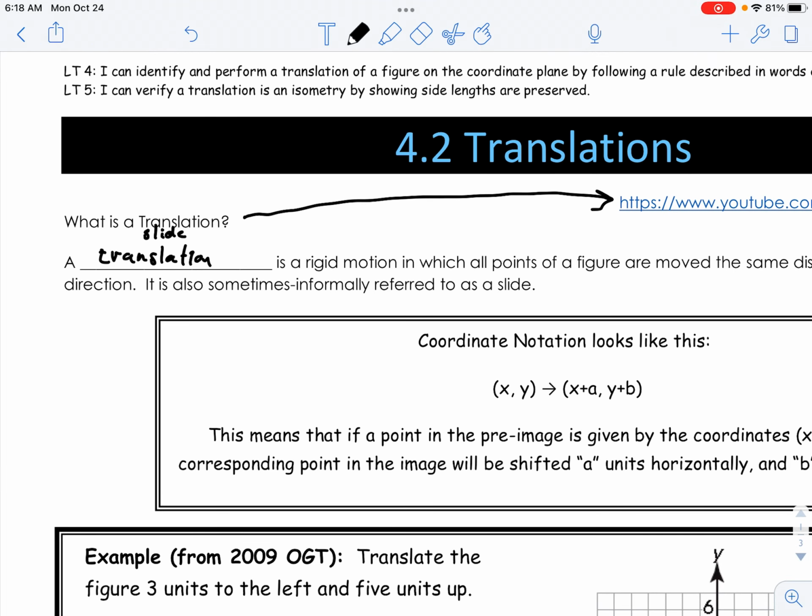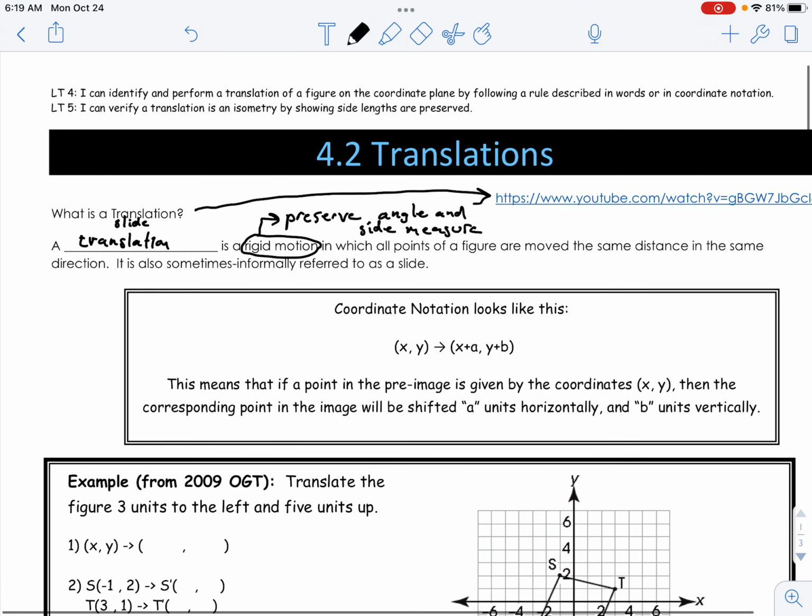is a rigid motion. Remember, rigid motion means it preserves angle and side measure. So nothing about the shape changes. It's still going to have the same orientation, even. It's just the literal space it's in that changed. So it's a rigid motion in which all points of a figure are moved the same distance in the same direction. And it's sometimes informally referred to as a slide. I already told you that.